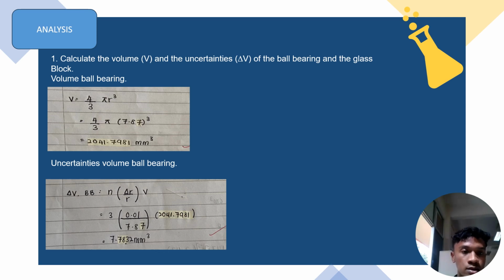And then the uncertainties volume ball bearing, we're gonna use the formula 3 delta r over r multiplied by V. So 3 multiplied by 0.01 divided by 7.87 multiplied by 2041.7981. So we got 7.7832 millimeter power of 3.